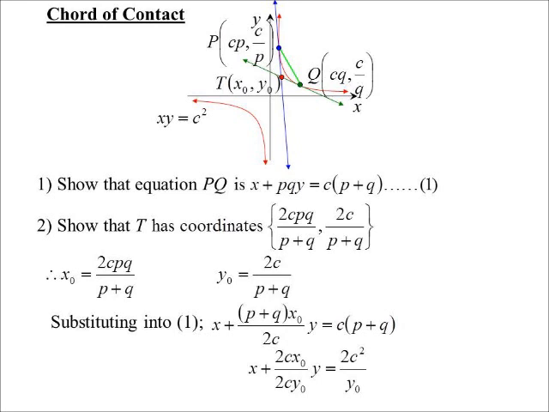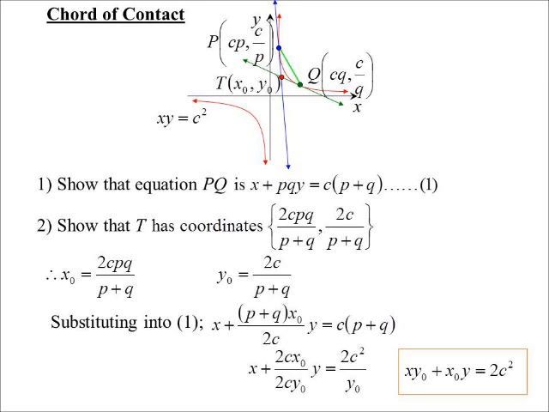That looks a bit messy, but look what happens. We're back to the idea that the chord of contact mimics the equation of the hyperbola, if you look at it really closely. Because we said the equation of the hyperbola was xy equals c squared. Well, what have we got? Forget about the zeros there. xy plus xy.